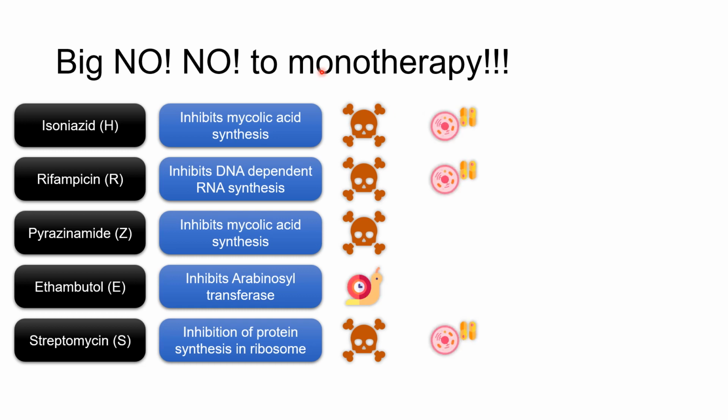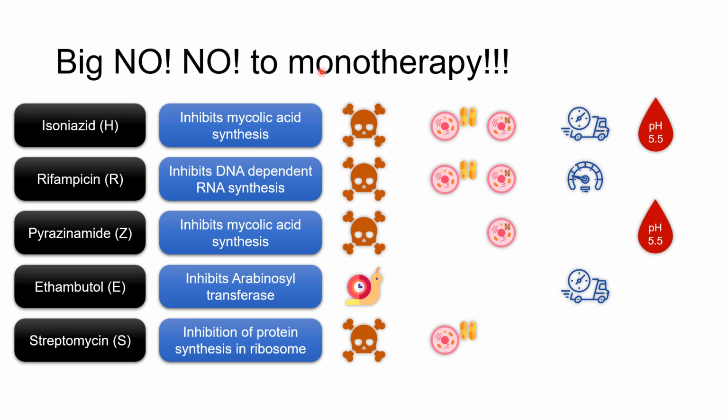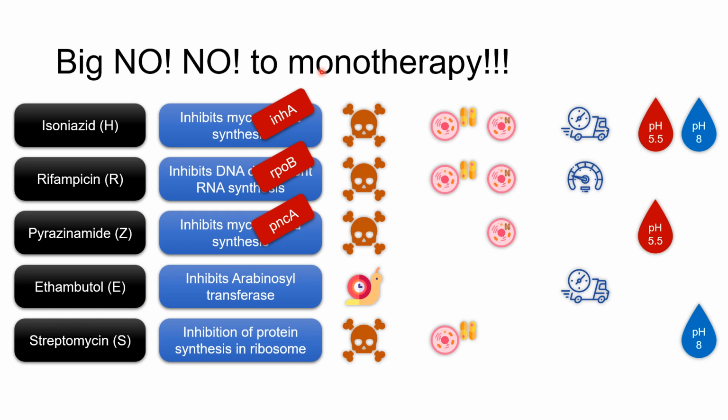Some of them kill the extracellular bacilli, some of them kill the intracellular bacilli. Some of them more effectively kill the fast or rapidly dividing bacilli, or fast growing bacilli. Some of them kill more effectively the slow growing or slowly dividing bacilli. Some of them act better in the acidic pH, some act better in the alkaline pH. All the drugs have different mutations, different mechanisms of mutations, and different genetic loci of mutations.